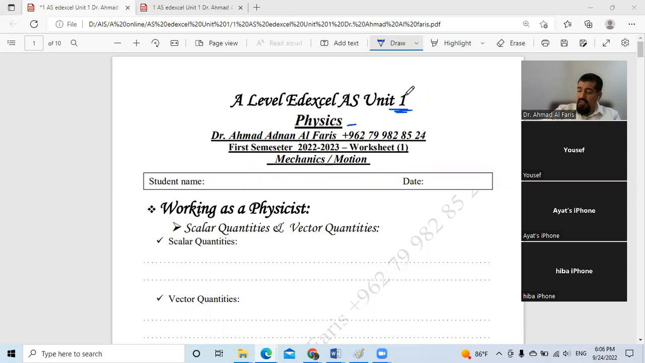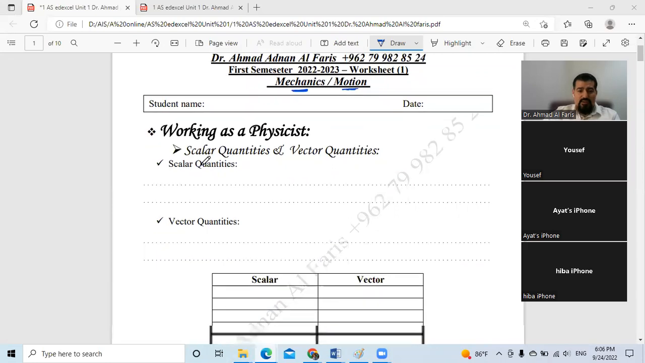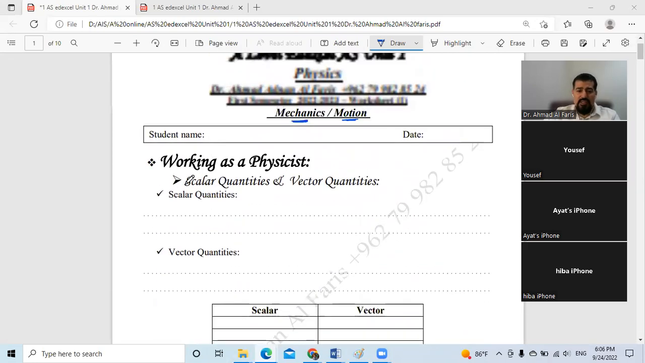So in this topic, from time to time, I'll give you worksheets called Working as Physicists at the beginning of each worksheet before we start the topic, because we have a lot of information that we have to know before we start. There are a few things we have to know as physicists before we start talking about mechanics and motion. First of all, we have to know the meaning of scalar and vector.